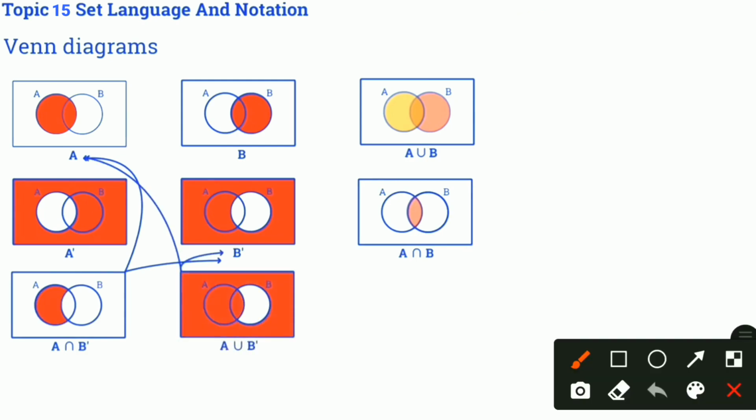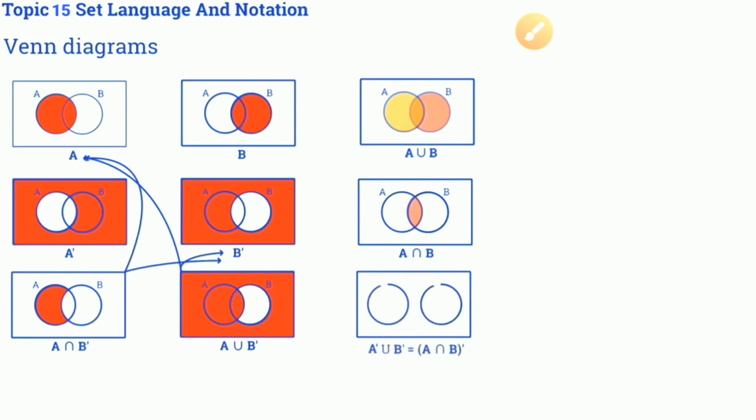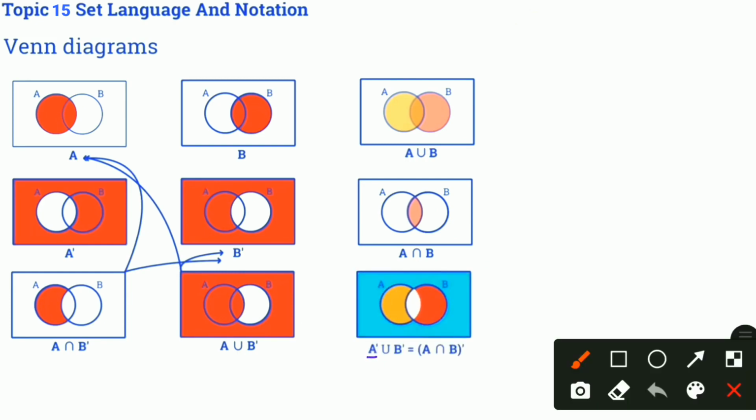The same thing: A union complement of B. Complement of B, you can see here it is shaded, and A. So if we get A union complement of B, then this one is also included. Complement of A union complement of B: this is complement of A and this is complement of B, and we need to take the union. So this is also included, and this one is also shaded, and it leaves this one.